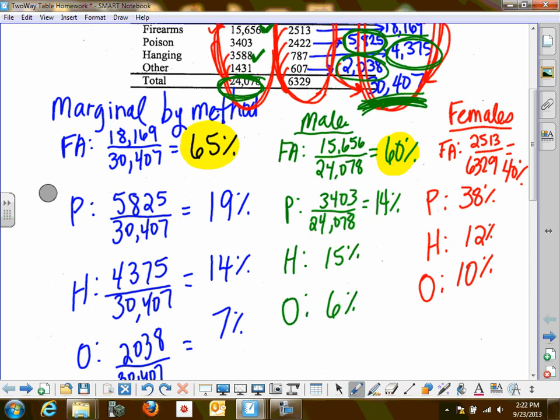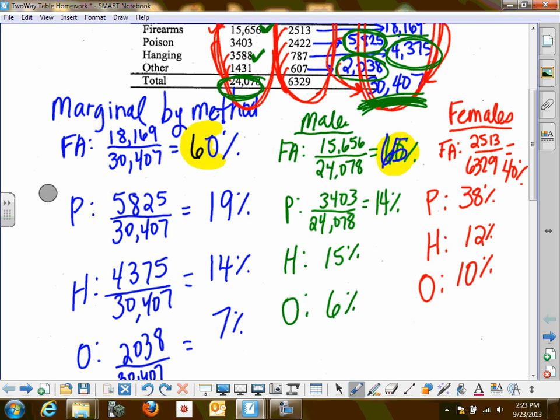Okay, so based on male's firearm being 60%, that's not right. Is this one 65 and that one 60? No, it's this. I just switched. I'm sorry. That fixes everything. Sorry, I had switched them on the paper. Okay.